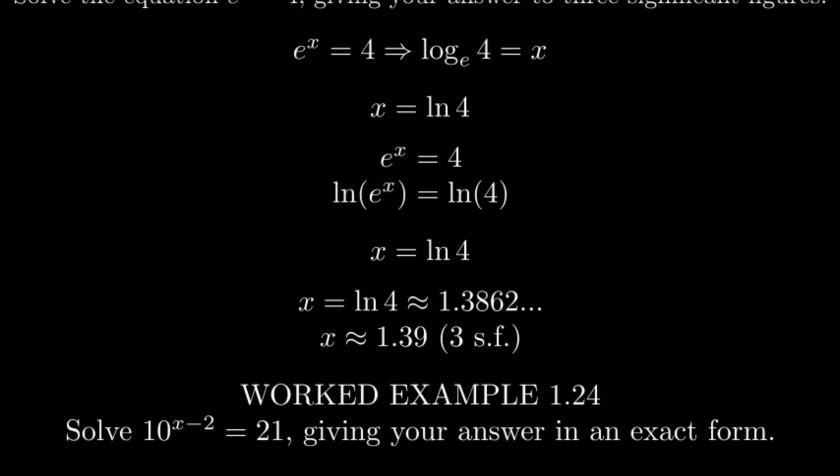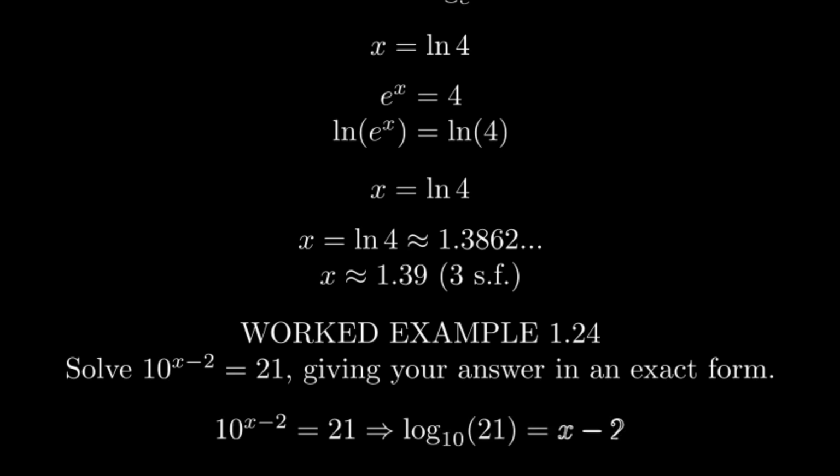Since the base is 10, it makes sense to use the common logarithm. Let's convert this to logarithmic form. The base is 10, the exponent is the entire quantity x minus 2, and the result is 21. This gives us log base 10 of 21 equals x minus 2. Our goal is to solve for x.